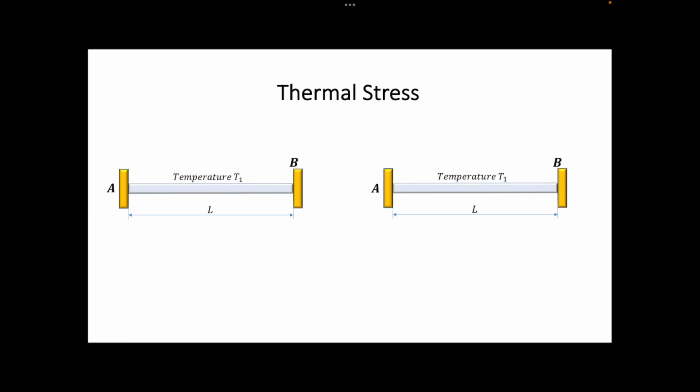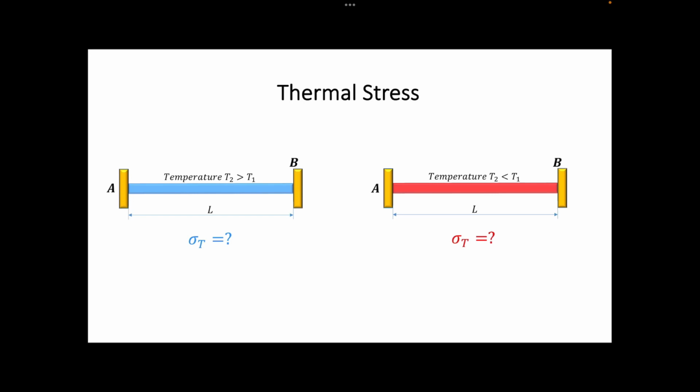Now, to understand the concept of thermal stress, let us use the same example as before, but this time adding a fixed support at the free end. Then the following is what will happen with each scenario. Since the bar is not free to expand or contract like before, there will be stress inside the bar due to the change in temperature.